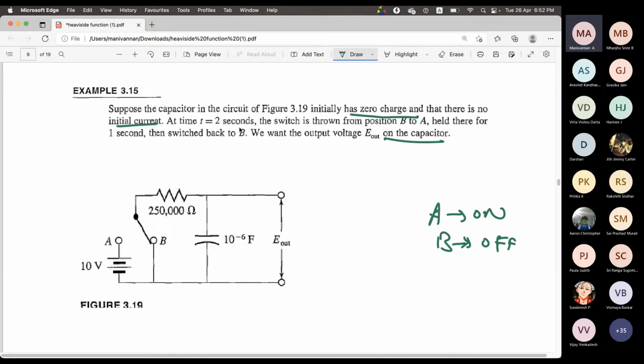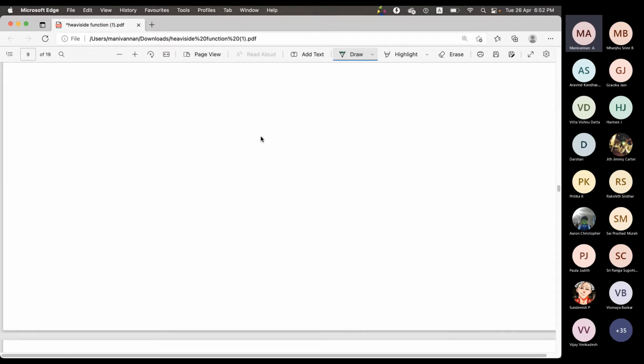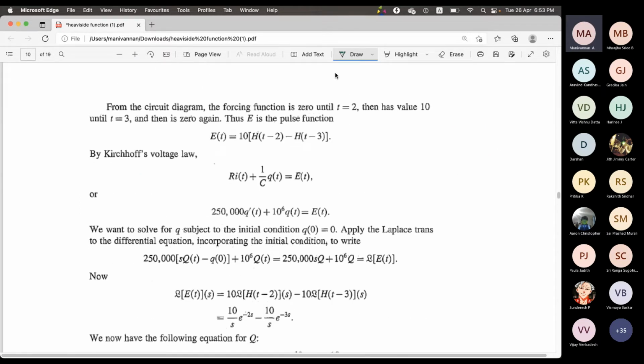At time t equals to 2 seconds, the switch is thrown from position B to A, which means that we are going to switch on the network. It is held there for 1 second, so initially we have 2 seconds. Now it is t equal to 3 seconds, then it is switched back to B. On, off, that's all, at the third second. For this, we have to frame the differential equation.